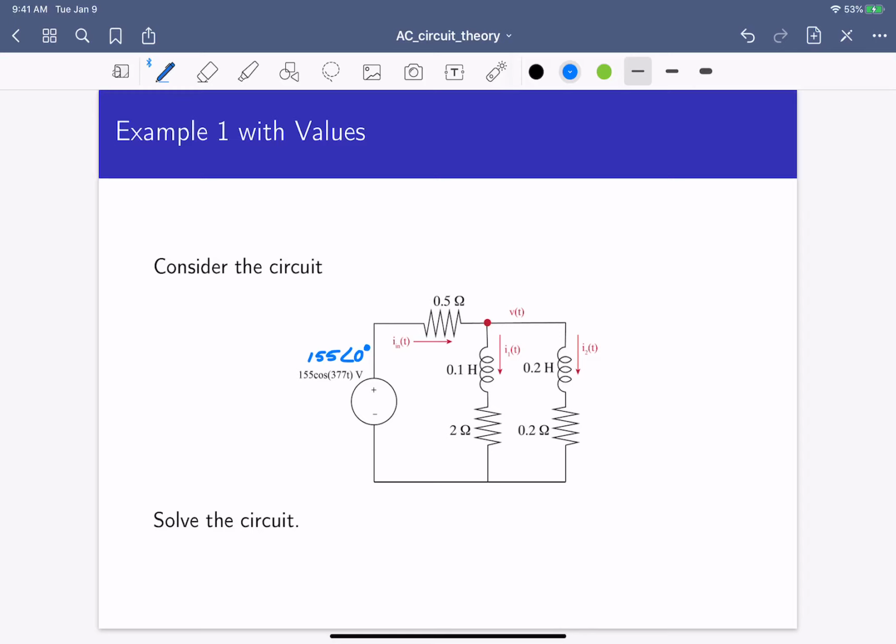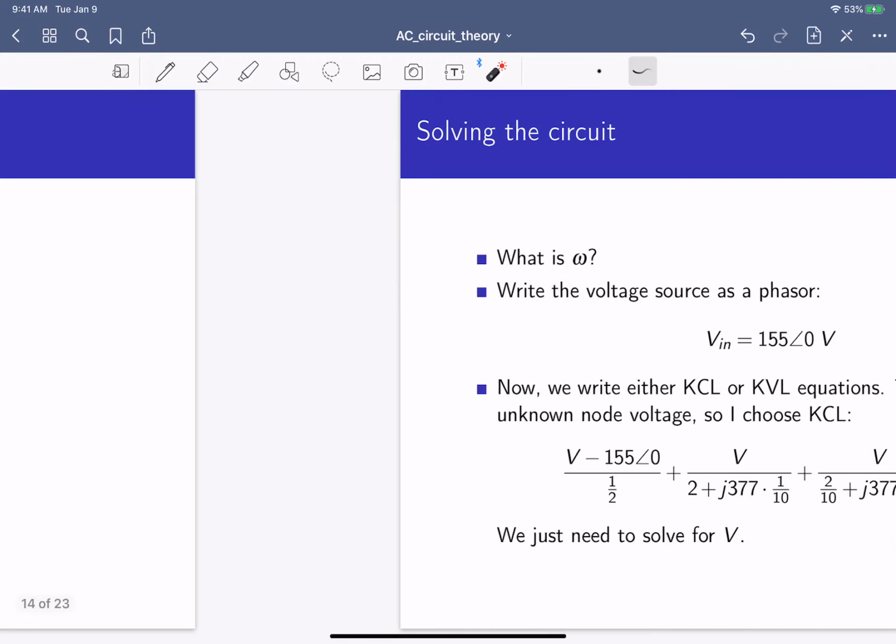To solve the circuit, we could use any of the techniques we've used before. In this case, we would only need to write one nodal equation because this node is very trivial. This is just the voltage 155 at an angle of 0. So I'm going to choose to write nodal analysis equations. I will have V minus this voltage over this resistor, plus V minus 0 over this complex impedance, plus V minus 0 over this complex impedance.